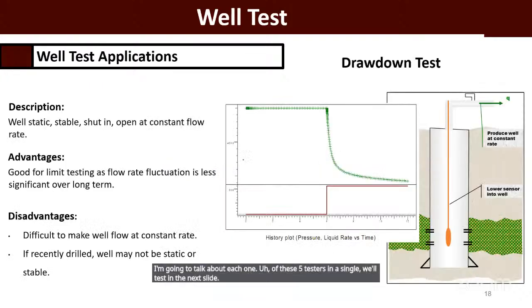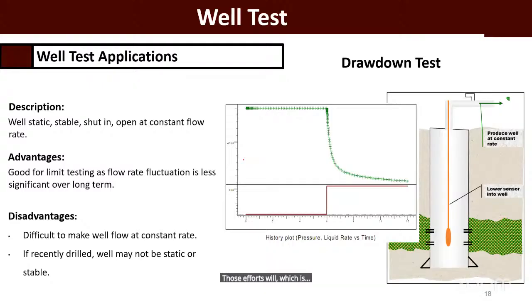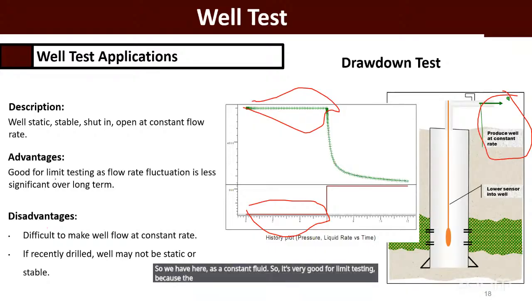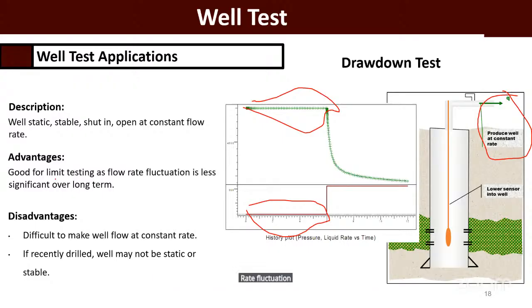So the first one is the drawdown test. The well is static, shut in. We have zero production in here, and we have the original pressure. Then we open it for production at a constant flow rate at the surface. So we have here a constant flow rate. So it's very good for limit testing because the flow rate fluctuation is less.